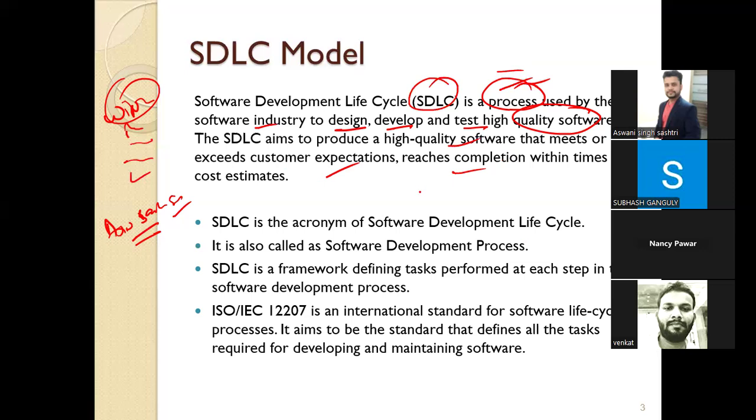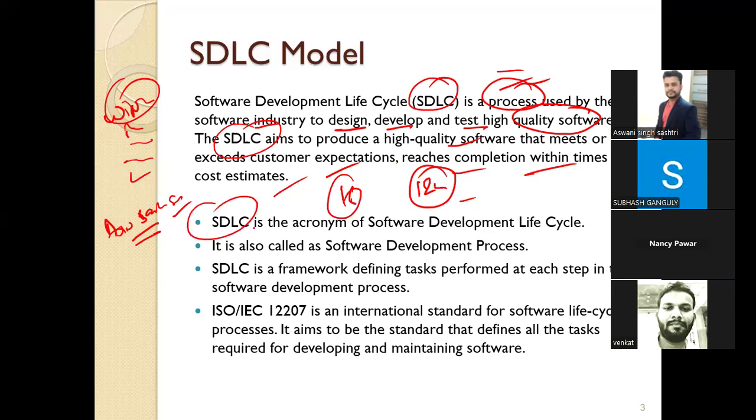If we have given the commitment that you will complete this requirement in 12 months, so 16 requirements in 12 months we are going to complete. It should complete within the time and the cost estimation as well. Okay, so this is the main aim of SDLC. So what is SDLC? SDLC is the process for creating the software. And the aim of the SDLC is to create the software that should meet the customer expectation. It should have high quality and it should complete within the given time.